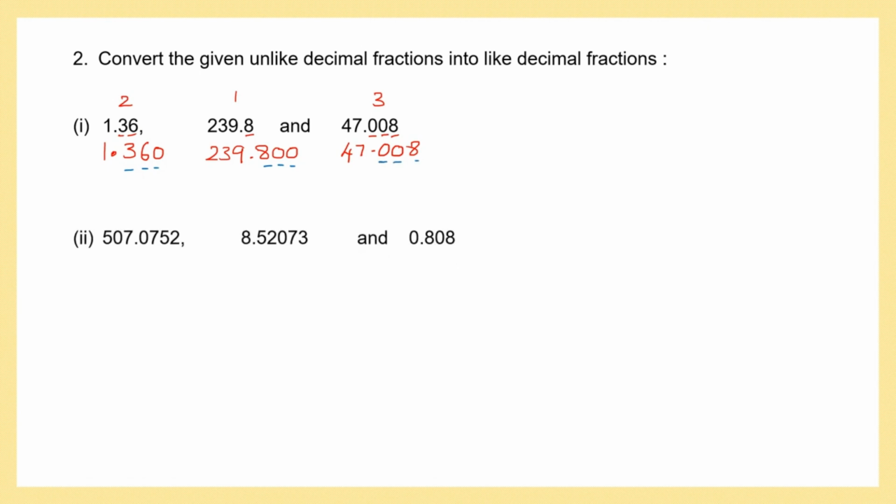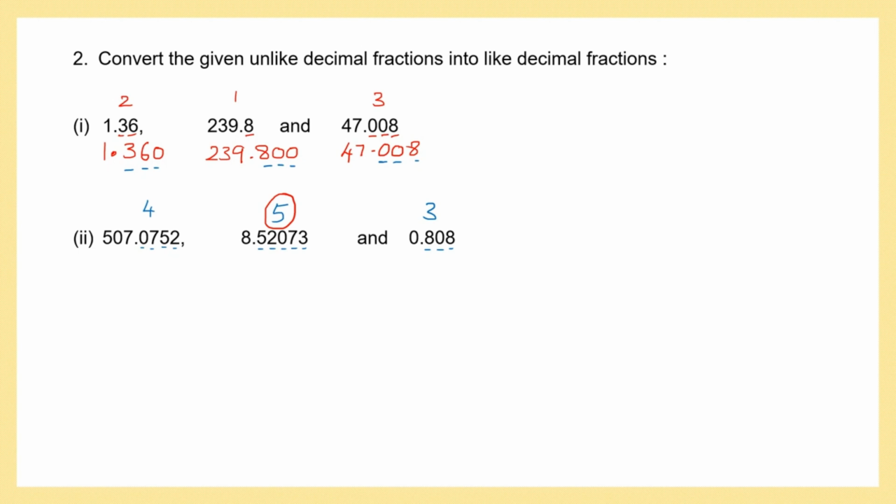Now second one, we have unlike decimals here. What we need to do is first find out which number has the largest number of decimal places. The first one has 4: 1, 2, 3 and 4. The second one, 1, 2, 3, 4, 5, has 5 decimal places. The third one has 3 decimal places. They're all unlike decimals. To make them all like decimals, we have to see that all numbers have the maximum number of decimal places, that is 5. So let's do that.